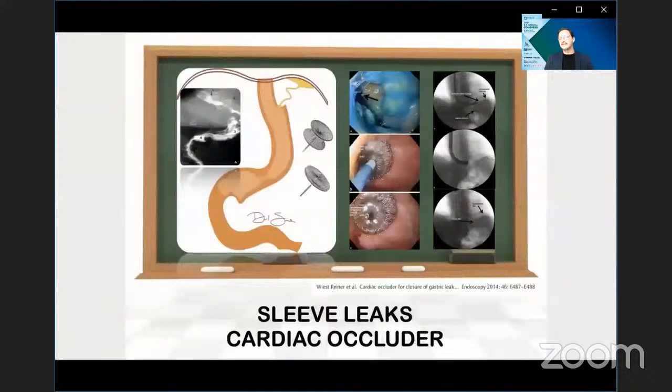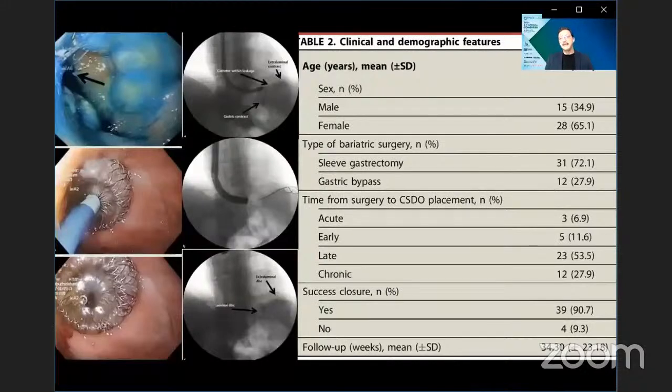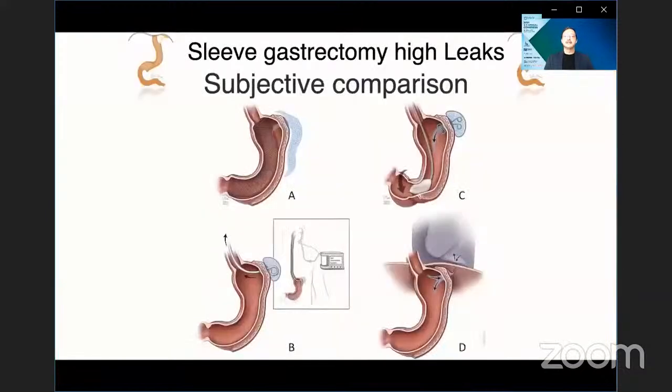And then comes this later very interesting option for chronic leaks, using a cardiac occluder, as you can see here on this publication from our friend Alberto Batista from Venezuela. And if you take a look here, for sleeve gastrectomy, 31 patients, they used it in chronic cases with very good results. Most of those cases were gastrobronchial leaks.